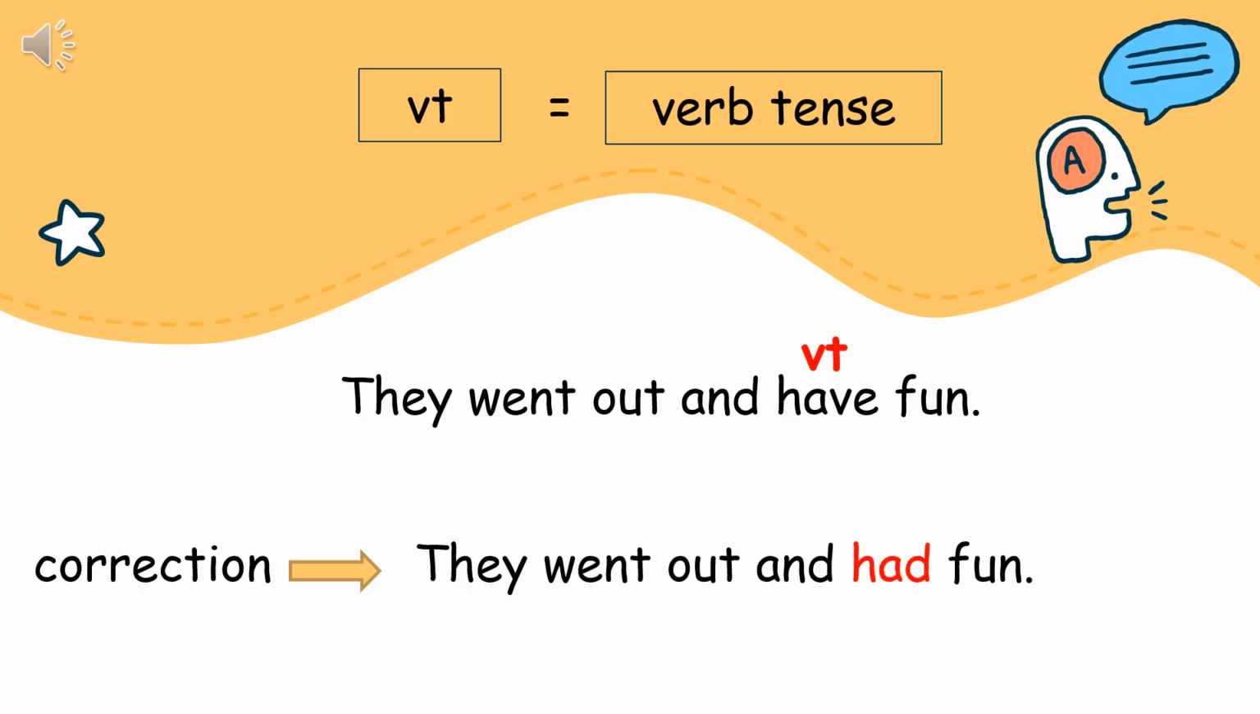The third proofreading symbol is VT, which means verb tense. That is, you used the wrong tense of the verb. For example, in the following sentence, the verb have is wrong because the sentence expresses events that occurred in the past, but have is not in the past form. That's why there is the VT proofreading symbol above it. Therefore, it should be written correctly and use the past form of have, which is had.